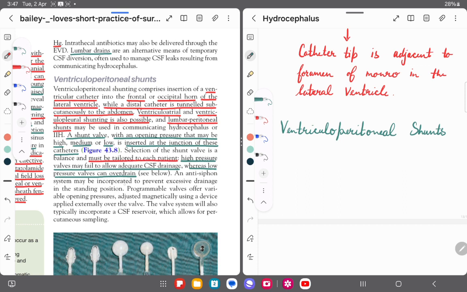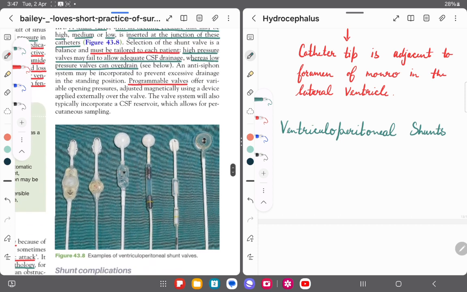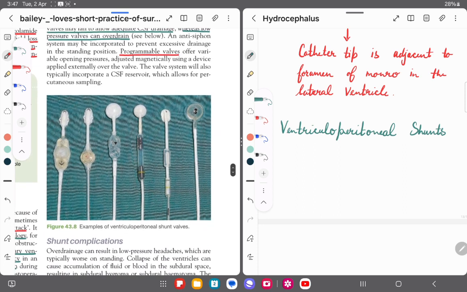An anti-siphon system may be incorporated to prevent excessive drainage in the standing position. Programmable valves also are available, with variable opening pressures adjusted magnetically using a device applied externally over the valve. The valve system will also typically incorporate a CSF reservoir, which allows for percutaneous sampling. So these are examples of ventriculoperitoneal shunt valves.